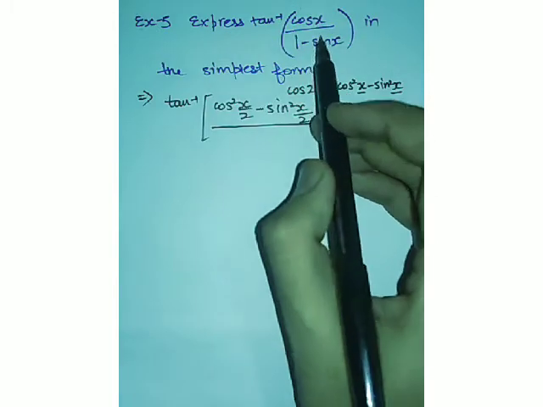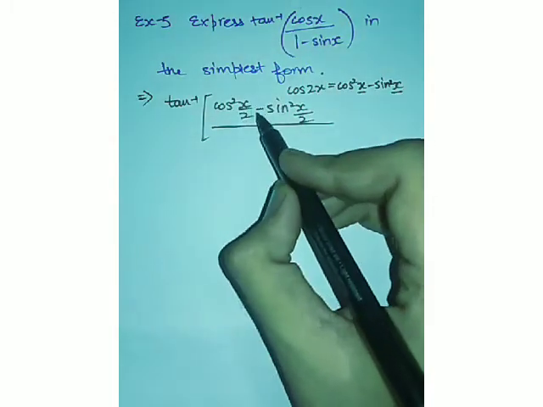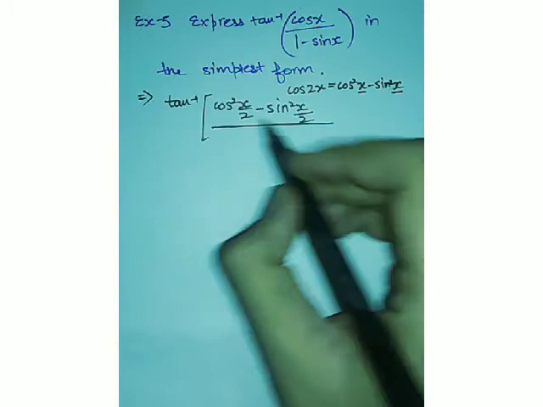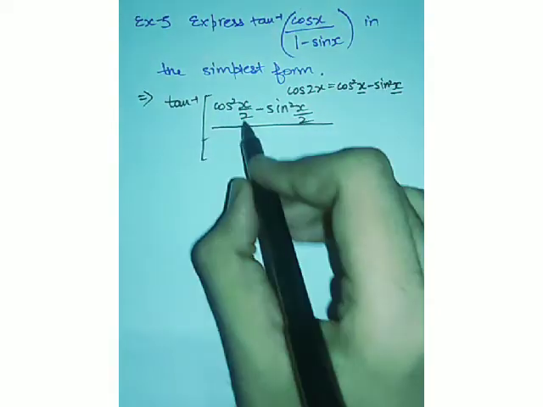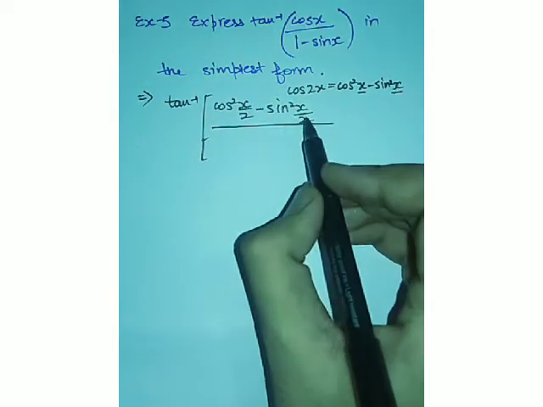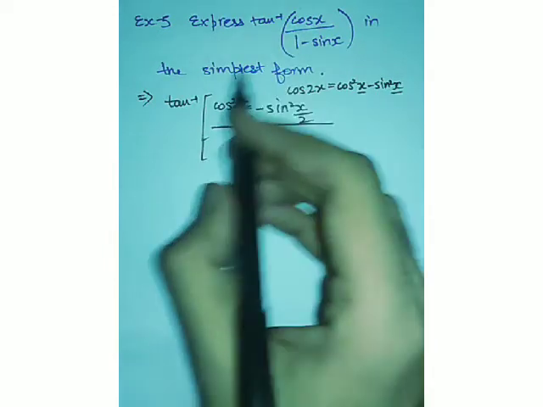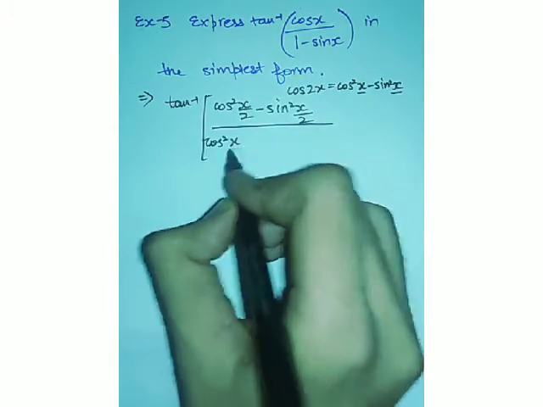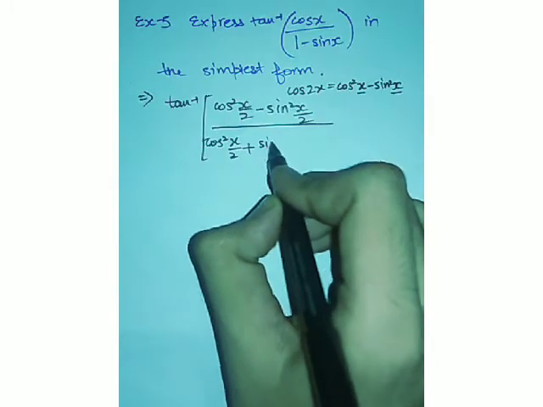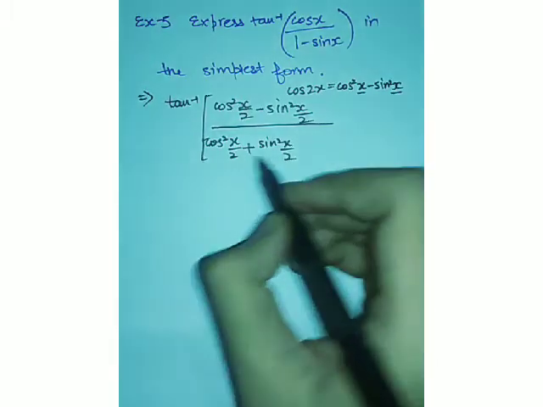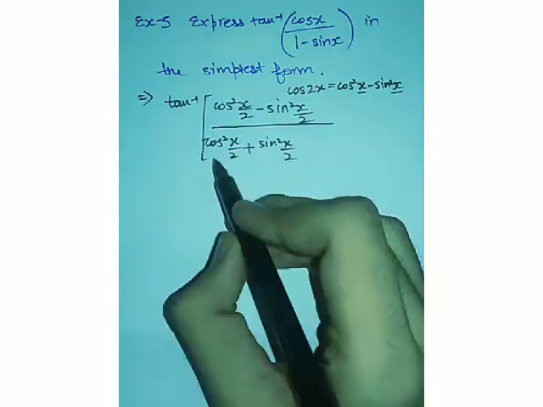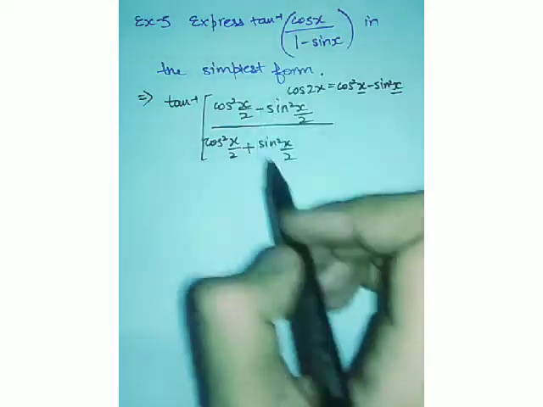Here the angle was 1 and we have just halved it and got x by 2 and x by 2. Now we have formed a term involving cos square and sin square. So can we also change 1 as cos square x by 2 plus sin square x by 2, because cos square theta plus sin square theta is always equal to 1.